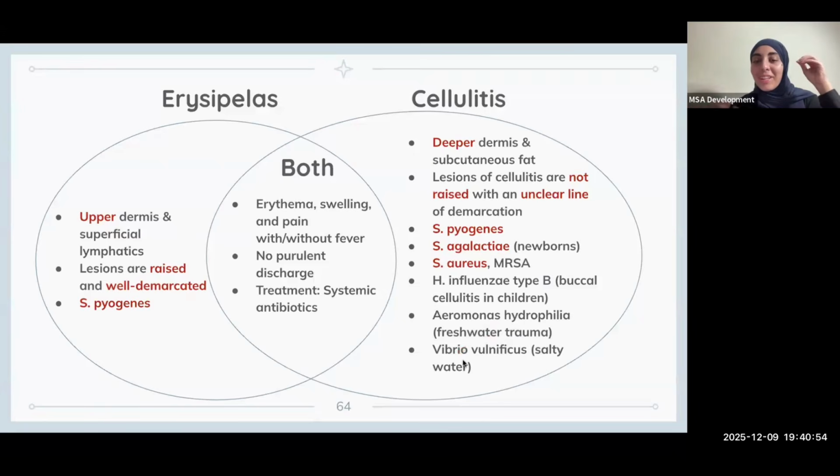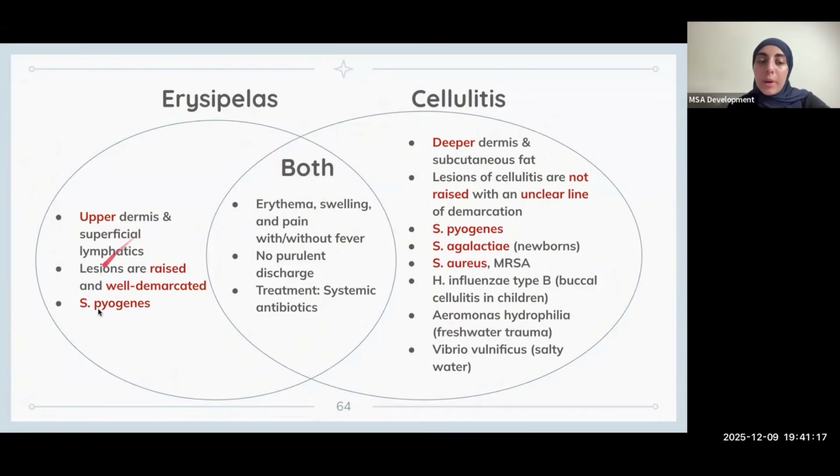I don't know why, but I just think of Vibrio vulnificus, I imagine seashells, and sea is salty water, okay? Versus Aeromonas, fresh water. This is a very stupid association. I don't know how I came up with it, but it's in my brain, so maybe it helps you. But yeah, so just know that strep pyogenes is in both.